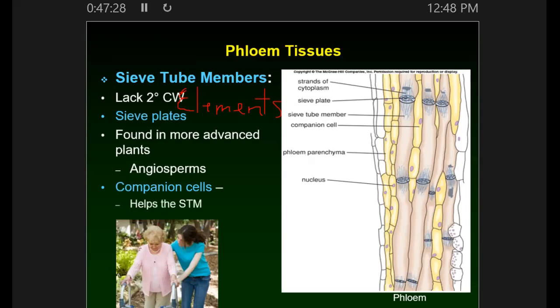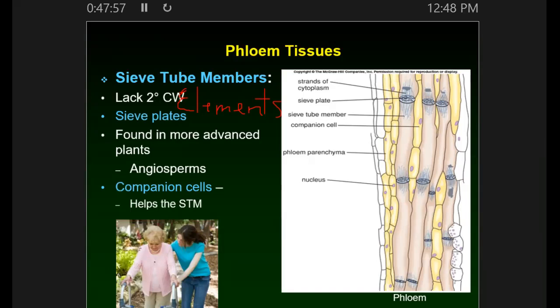And basically, it's the companion cell's job to metabolically keep the sieve tube member alive. Because the sieve tube member doesn't have mitochondria and certain other organelles, it needs some help metabolically. And so we see the companion cells helping out with that. And then the artist also drew here these sieve plates. So these are just where the sieve tube members link up with each other.